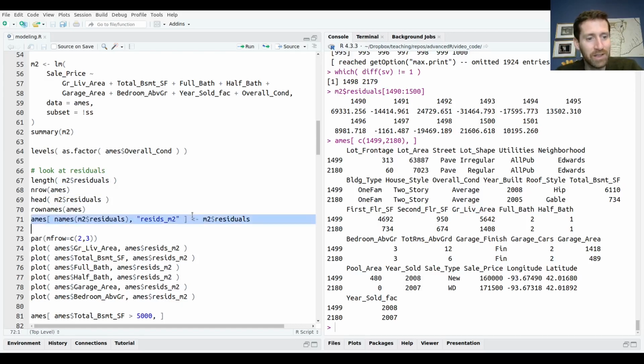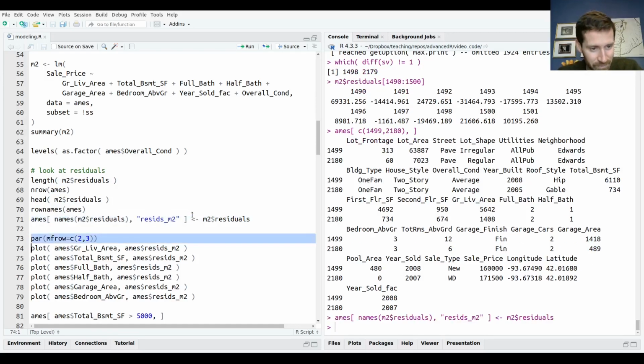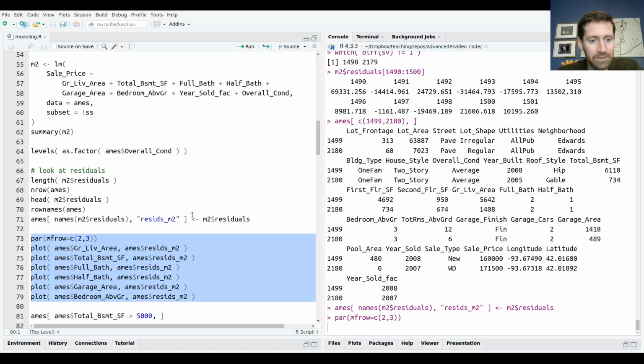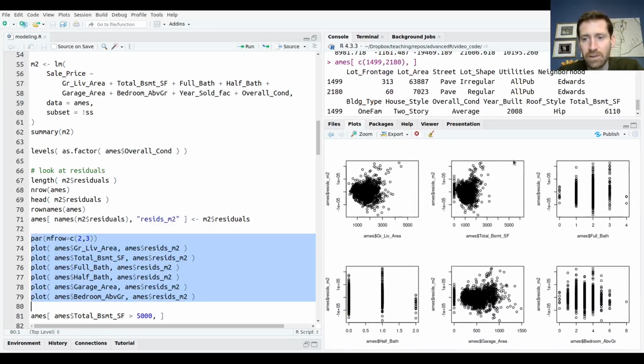Okay, still we can assign them like this. And let's make a plot. So what we're going to do is make a plot of the residuals against some of the variables in the model. And there's the plot.